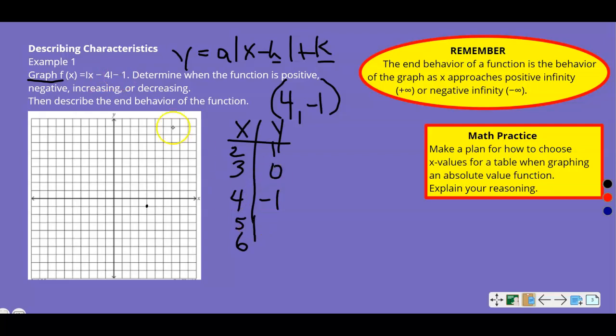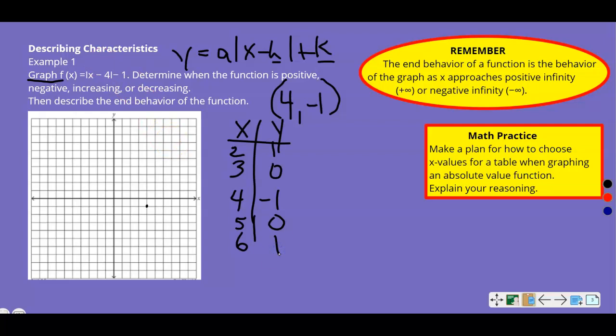Take 5, plug it in. 5 minus 4 is 1. Absolute value of 1 is 1. 1 minus 1 is 0. You can already start to see that symmetry there. And then 6 minus 4 is 2. Absolute value of 2 is 2. 2 minus 1 is 1.